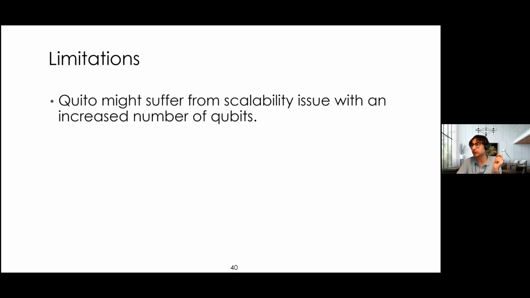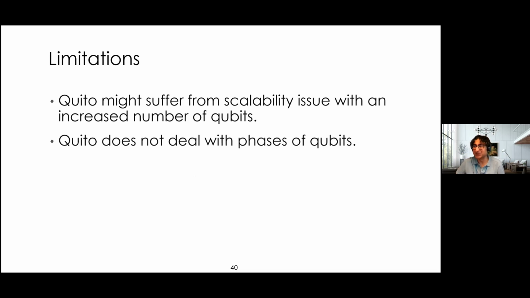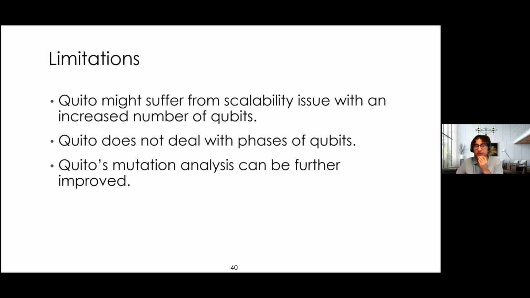We submitted this paper to a conference. I didn't discuss it here because the conference requires double-blind review, so I don't want to mention it here. We also didn't deal with a lot of the phases in the qubits, and mutation analysis needs to be improved. It's very brute force at the moment. We generate all possible mutations and we test, which is not a good approach. So we need another method to find more difficult mutations so that we can focus only on those instead of generating thousands and thousands of possible mutations.